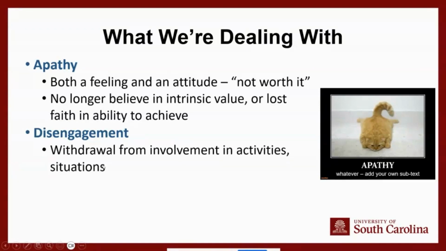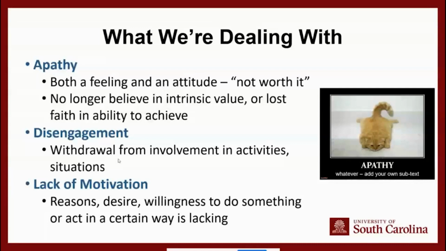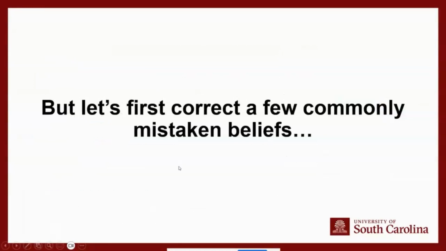Also, just general disengagement, withdrawing from involvement in activities, particular situations, just not engaging with other students in the classroom, and then the lack of motivation. So you see that those reasons behind wanting to do things, that desire to do something or achieve something in class, it's just really lacking. So these seem very similar, but they are actually three different things going on in class. And so what we're going to look at today is the why behind that, and then what we can do about it. Let's first, though, correct a few very commonly mistaken beliefs.